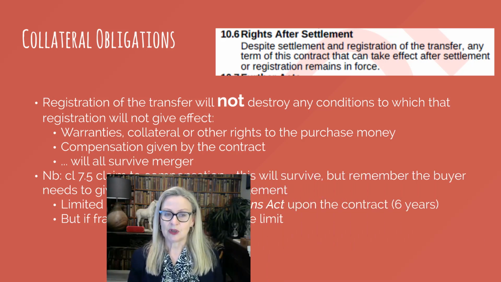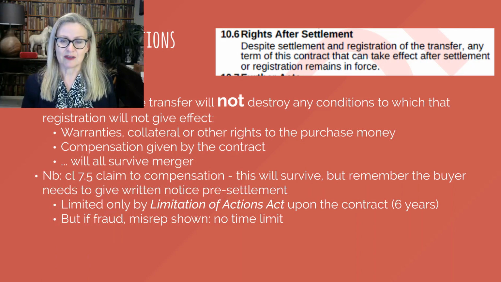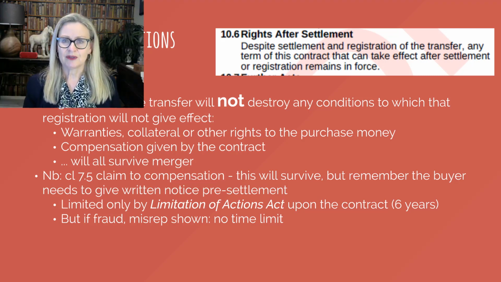As I say there, if you're going to make a claim to compensation under 7.5, you need to give that written notice pre-settlement. Other than compensation claims under 7.5, your other collateral obligations will survive up to the maximum limit of the limitation of actions, which is 6 years. However, if there has been naughtiness in the wings, fraud, misrepresentation and that kind of thing, there will not be any time limit for expiry of that particular obligation.